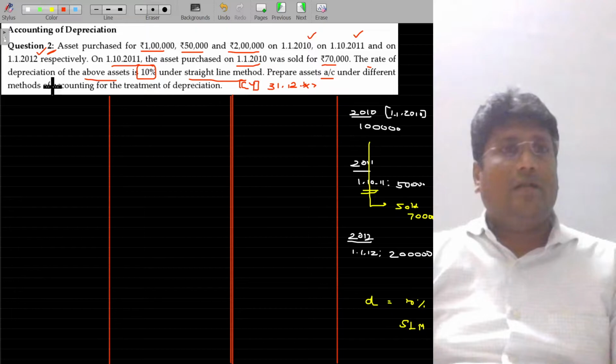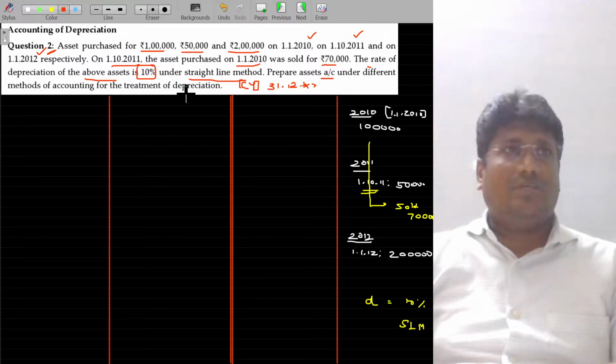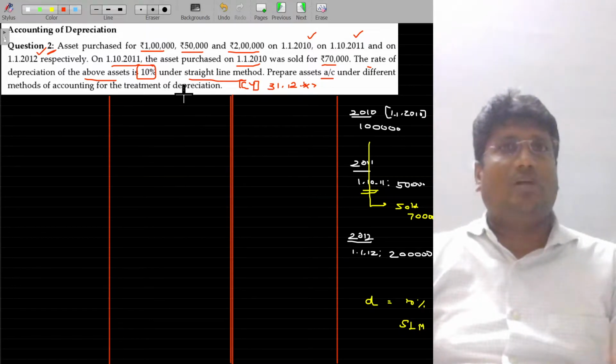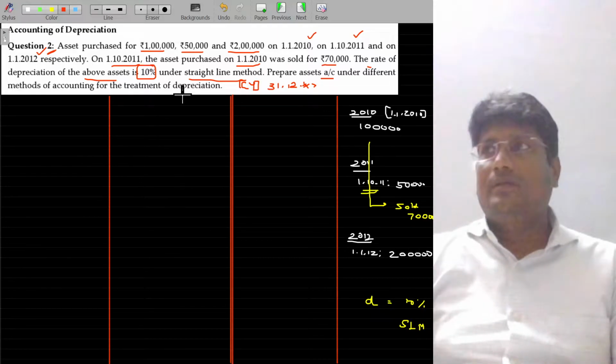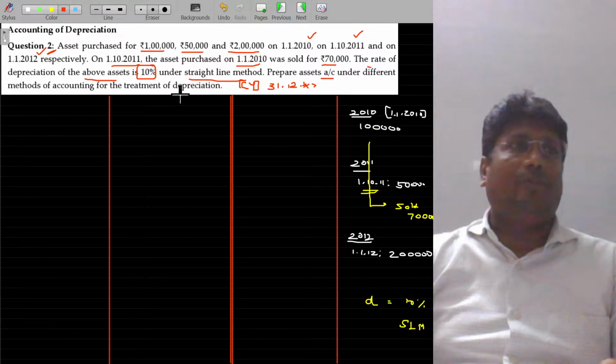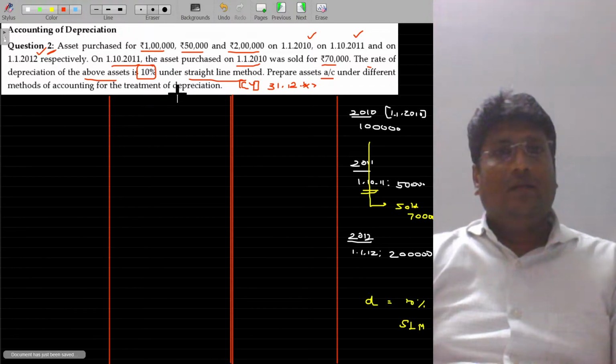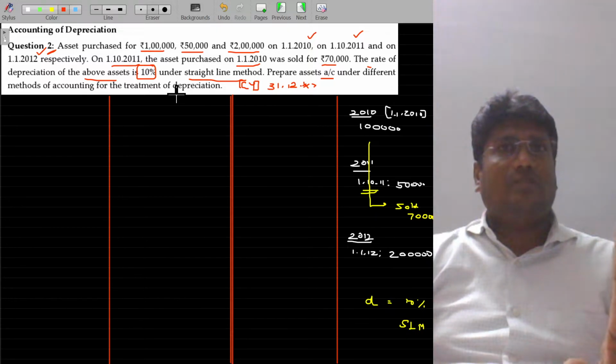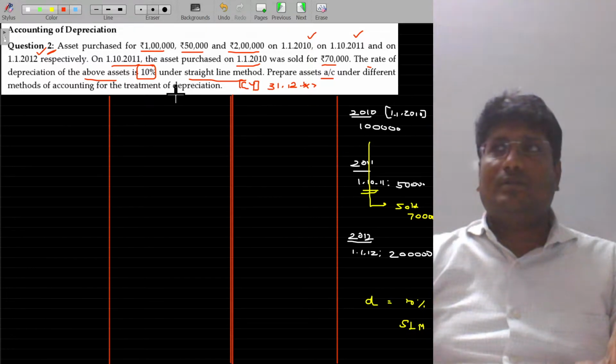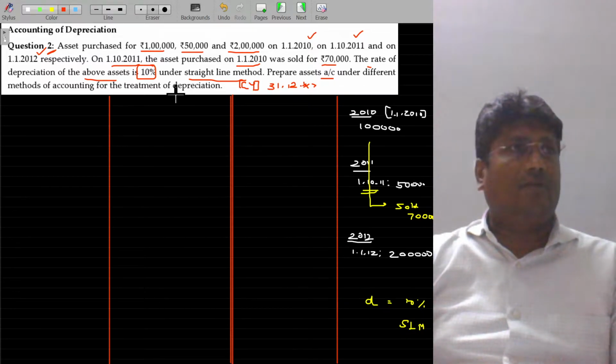Prepare the asset account under different methods of accounting for treatment of depreciation. We can charge the depreciation and subtract the depreciation amount from the asset account. This is one method; another method is to accumulate that in the provision for depreciation account. In both ways you can follow. Let me solve this illustration in the basic model, charging the depreciation to the P&L account and then deducting it from the asset account.